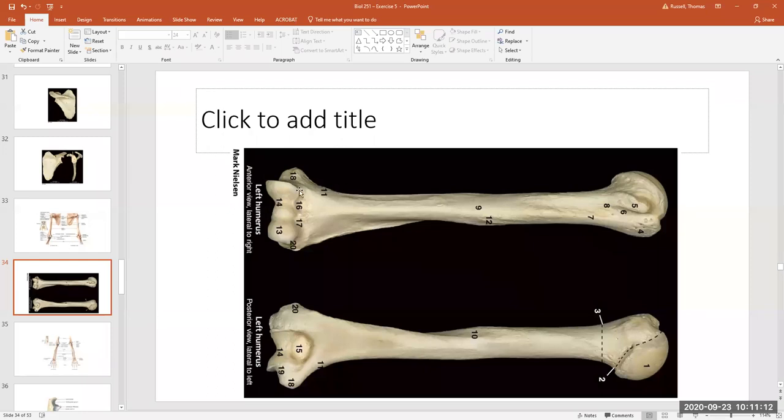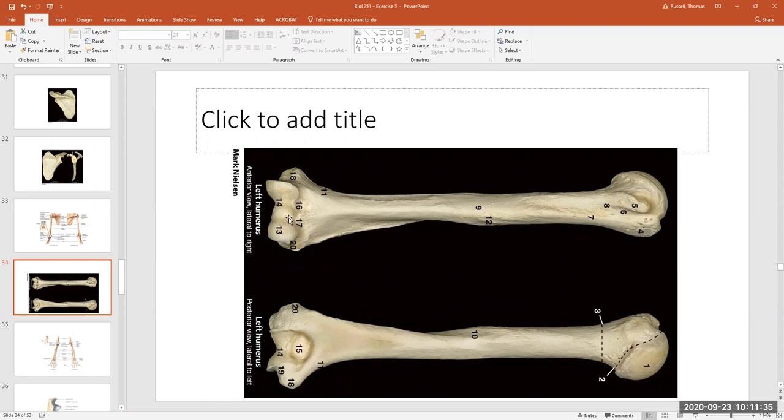You have to recognize the trochlea, which is this half ball right here. Looks like a ball that's been cut in half. That's called the trochlea. You have to know the capitulum, which is this more rounded projection at the bottom. I'm going to show you it articulated with the lower arm antebrachial bones in a minute, but that's the capitulum.